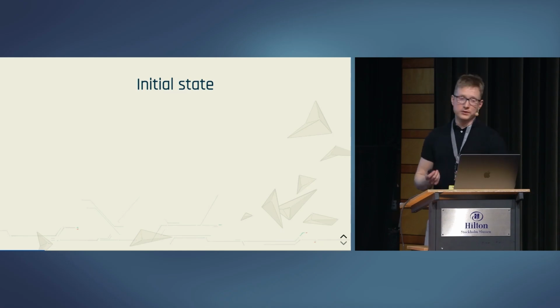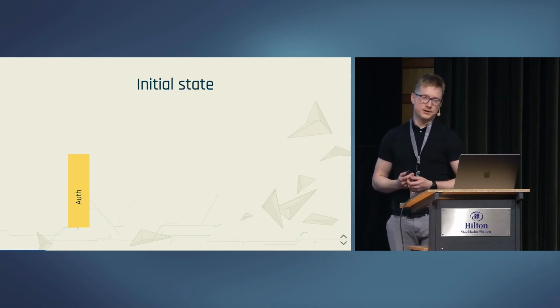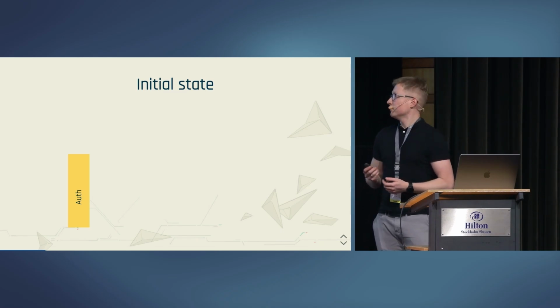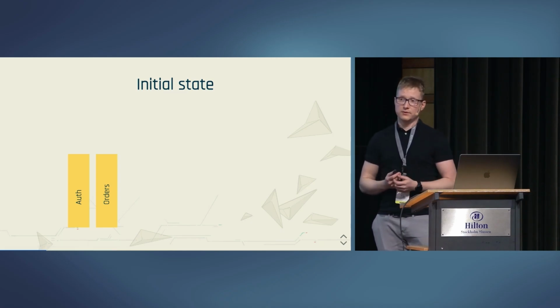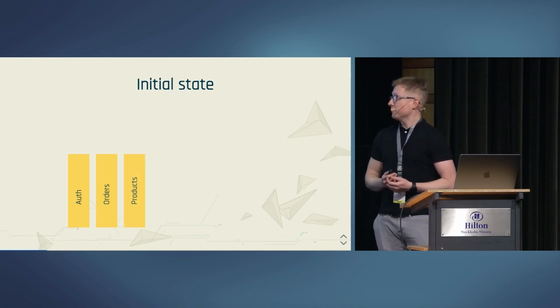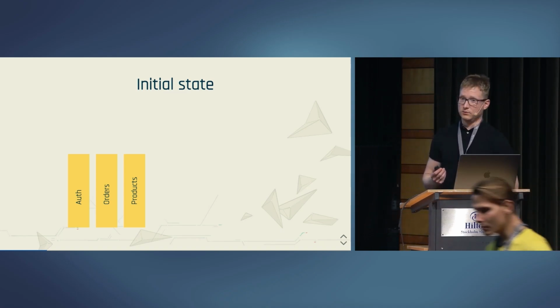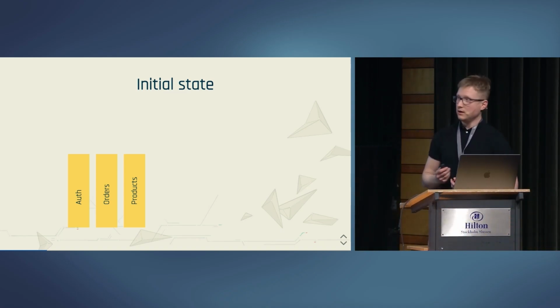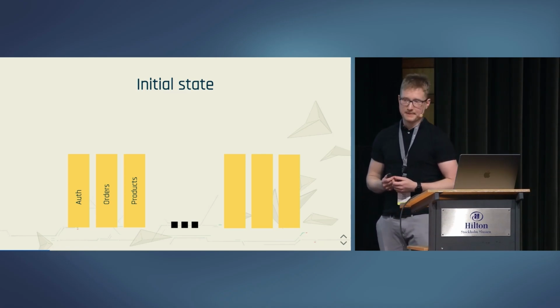So what were the components of the system? We had an auth service because we needed to somehow know who our users are. Later on, we had an orders service that kept history of all the orders that were placed in the system. And finally, we had a products service that was informing us what we are going to sell. Of course, there were other components, but they are less important in that case.